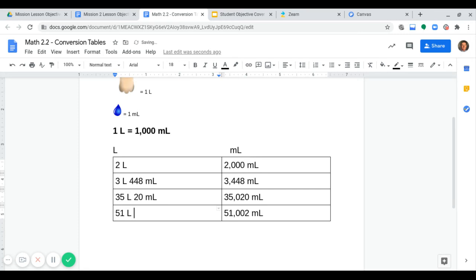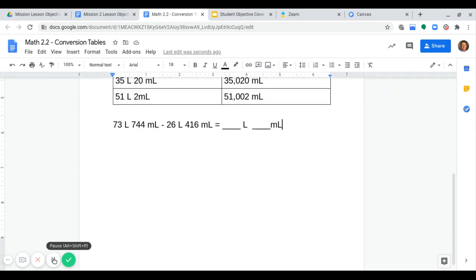And what am I left over with? I'm left over with 2 milliliters. Just 2. 2 little milliliters, 2 little drops right there. That's what I'm left over with. And so I would just convert those.